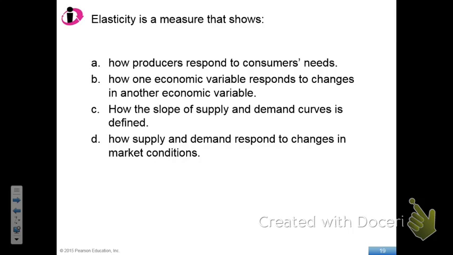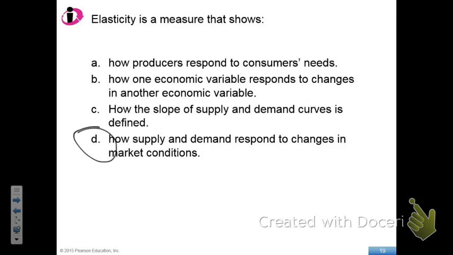What would be the answer? These are definitional questions, but again, these are also philosophical questions, because it is asking you about your knowledge about the foundations of what elasticity really means. So which one is the correct answer? The correct answer is D, because elasticity is basically measuring how supply and demand respond to changes in market conditions. That's actually a very general idea about what elasticity is, right?